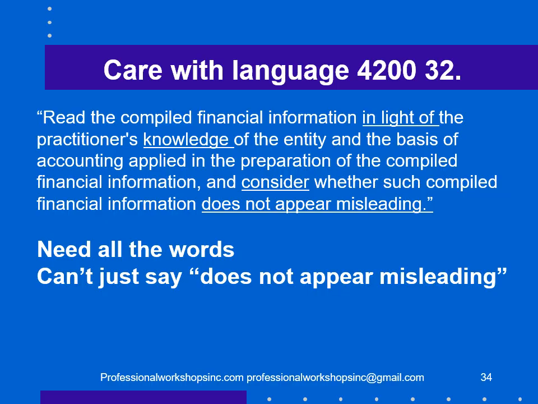I think you need all the words. I have read the compiled financial information in light of my knowledge of the entity and the basis of accounting applied, and I considered whether such compiled information does not appear misleading, period. And I didn't conclude that it wasn't misleading. I just read it and considered, and that's what I did. I need all those words. I don't want to say does not appear misleading because now I'm giving positive assurance. And does not appear misleading is kind of a double negative. Those are the words standard setters used. Those are the words I want to use.